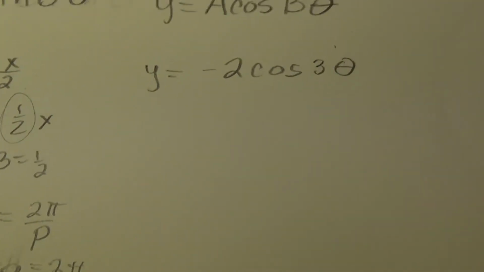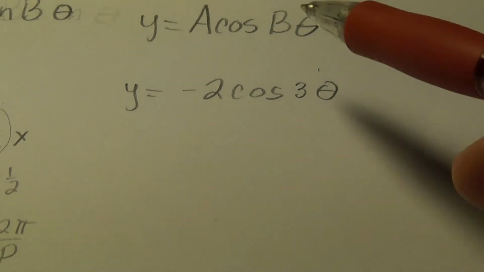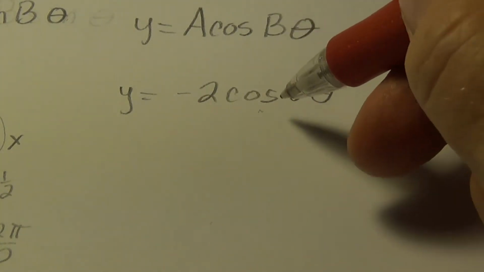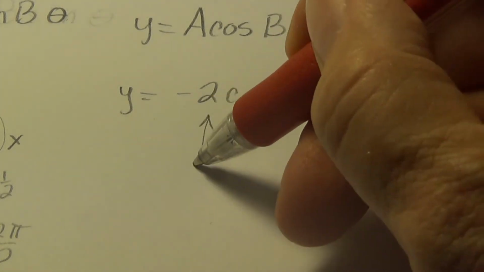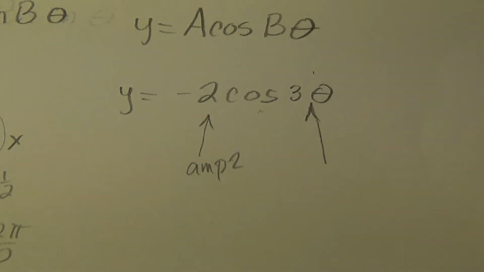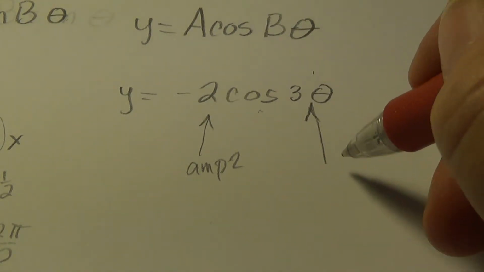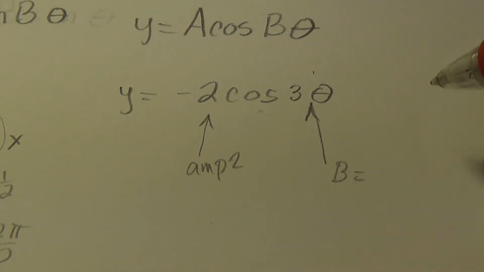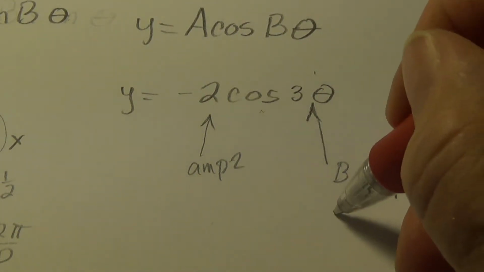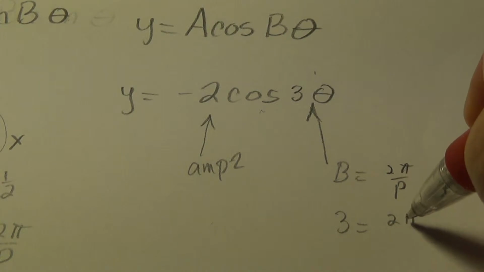All right, over here, the difference is it's a cosine curve, and I did put a negative in to remind you what that is. The amplitude is still 2, and let's see what the secret information is. We know b equals 2 pi divided by the period. So b is 3 in this case.